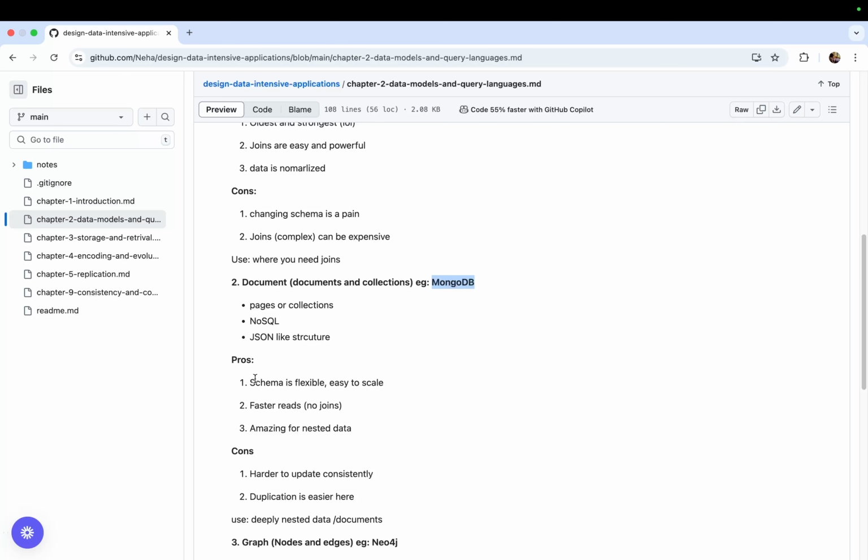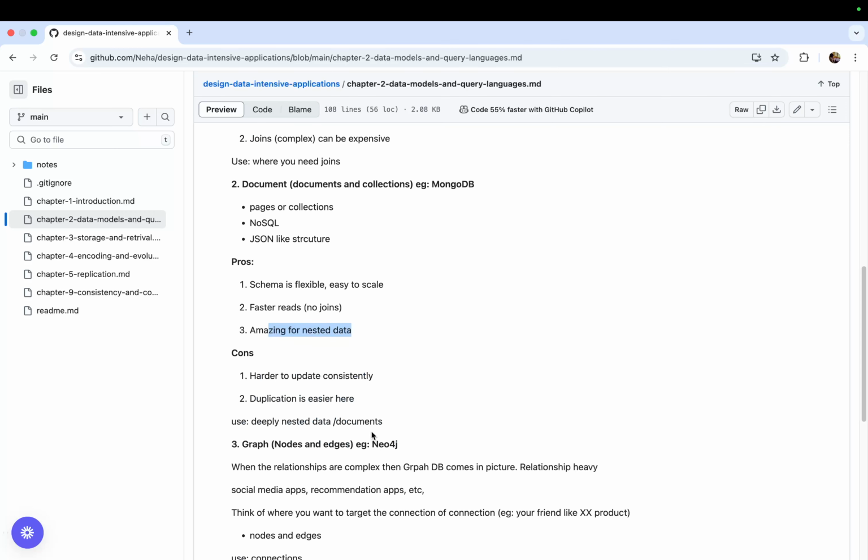Now, what are the pros? Schema is flexible. I can change it very easily, very easy to scale. I can keep adding. Faster reads because there are no tables, no relationships I'm building. It's just a JSON, so no joins are there, no complexity. Amazing for nested data, definitely. Because what I have done is created a nested JSON doc of the resume. So creating the nesting in JSON, I think everyone knows it's easier. Now, it doesn't mean it's the best.